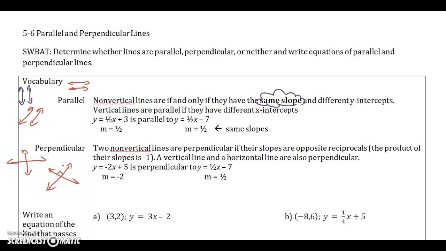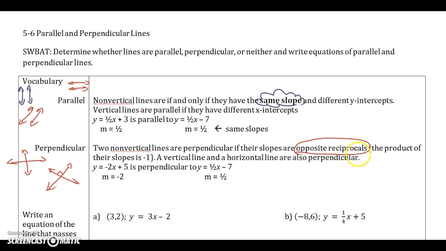What's important about the slopes for perpendicular lines is that they have opposite reciprocals. Opposite reciprocals. So when I multiply them, their product will be -1. A non-vertical line and a horizontal line will also always be perpendicular. That's this example right here.